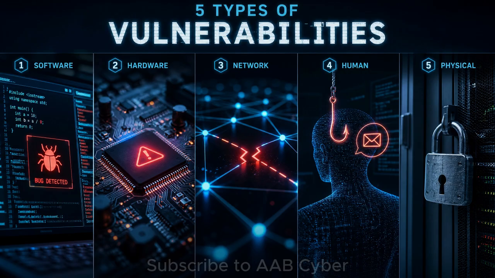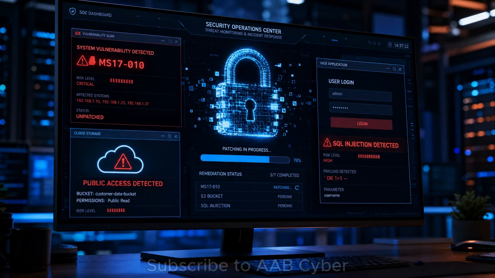Vulnerabilities come in 5 flavors. Software, unpatched systems, coding flaws like SQL injection or buffer overflows. Hardware, outdated firmware, faulty components. Network, misconfigured firewalls, open ports, weak encryption. Human, low security awareness, susceptibility to social engineering. And physical, unlocked server rooms, unattended workstations. In practice, that's Windows machines missing the MS17-010 patch.